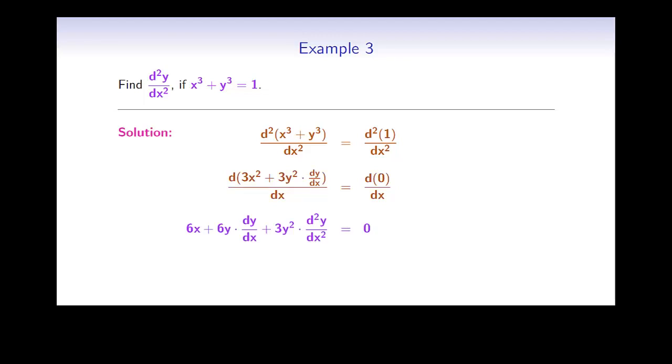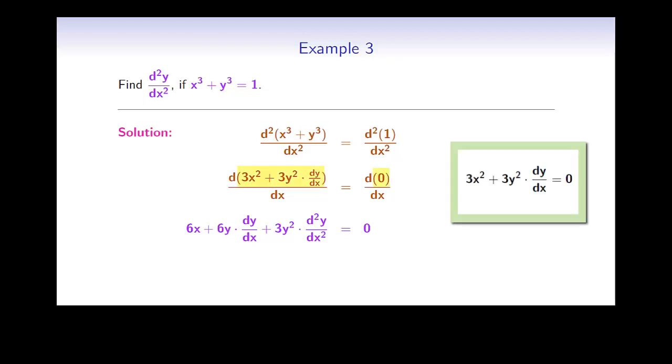Taking the derivative again, we see 6x plus 6y times dy dx plus 3y squared times d squared y dx squared is equal to 0. Plugging in what dy dx is, we can now solve for d squared y dx squared.